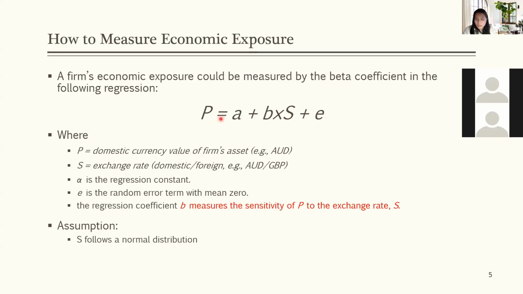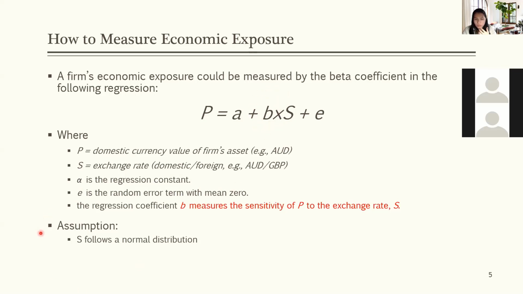With this regression, P is the domestic currency value of the firm's asset, for example in AUD. So this is what we want to find. S is the explanatory variable of interest, in this case the exchange rate. Alpha is the constant, so it doesn't change with the exchange rate, and you don't have to worry about it. E is an error term, and if we assume it to be a random error term with mean 0, this is also something you don't have to worry about. So the coefficient of interest that we want to capture is the beta coefficient, which tells you how sensitive P is to a movement in S. By definition, this captures economic exposure.